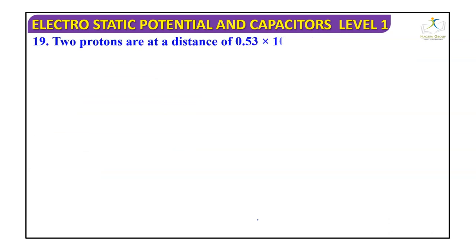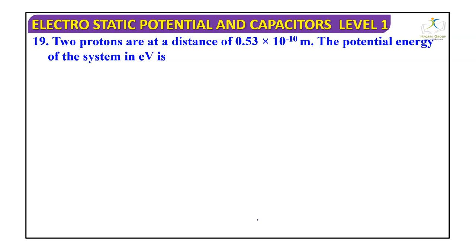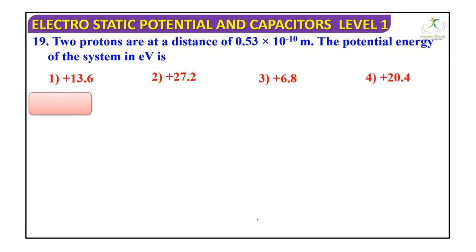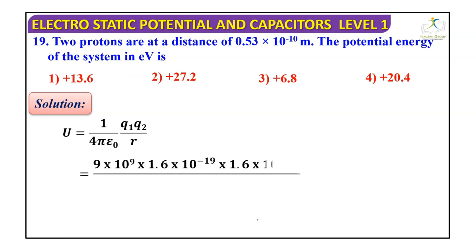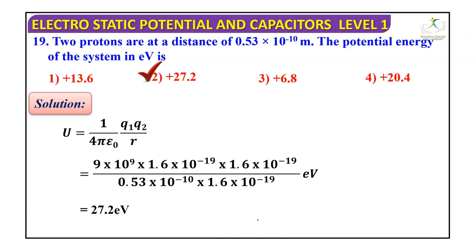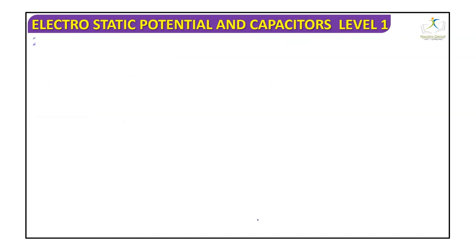Next question we have: two protons are at a distance of 0.53 times 10 to the power minus 10 meter. The potential energy of the system in electron volt is 13.6, 27.2, plus 6.8 and 20.4. Let us move with the solution. We have the potential energy formula. We just put all these values in this formula, which is U is equal to 1 by 4 pi epsilon naught Q1 Q2 by R, and get the result, which is 27.2 electron volt. According to this, the correct option which we have is option 2.